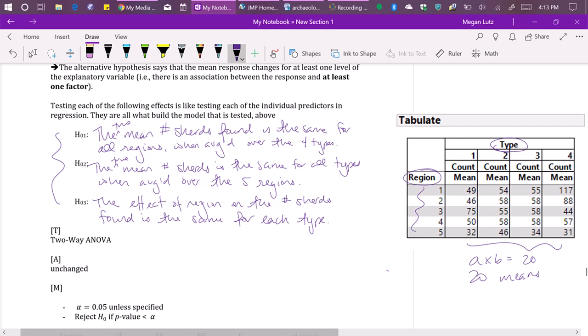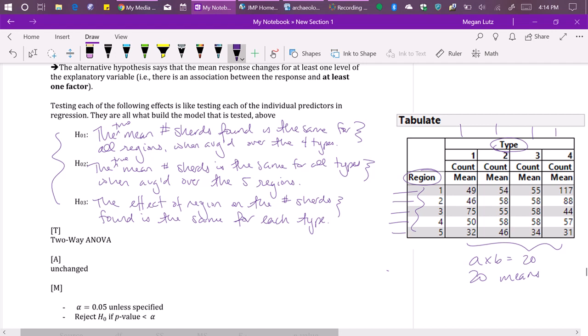So instead we look at the effects. So we could look at the effect for region, which is here. We could look at the effect for type, which is the second hypothesis, and then we look and see if the effect of region is the same for each level of type, which would be looking at each one of these regions individually, or we can think about if the effect of type is the same for each level of region, and so we'd be looking at all of those columns. And so we do this using a two-way ANOVA.